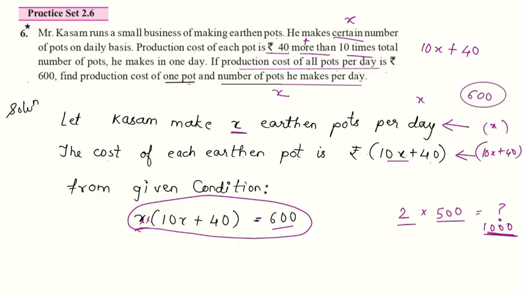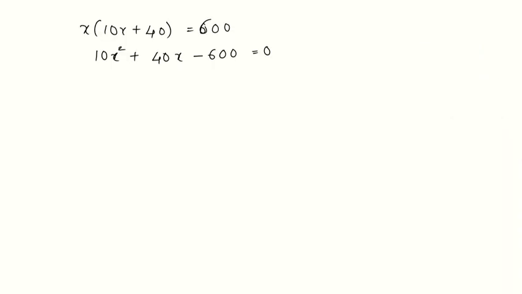Okay, let's solve this now. So 10x into x is 10x squared, plus 40 into x is 40x. This 600 will come to the left hand side and become minus 600. I am going to use the factorization method in this question. Before that, 10, 40 and 600 can all be divided by 10. If I divide by 10, I get x squared plus 4x minus 60 is equal to 0. This is an easier equation that I have got now.